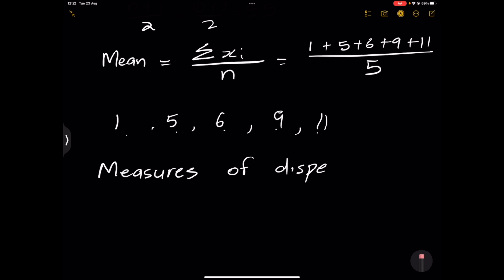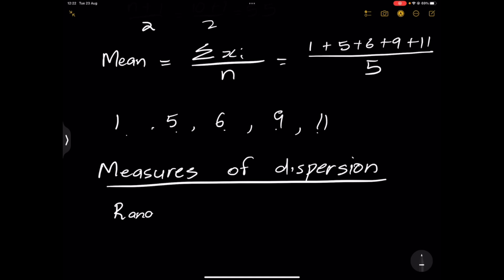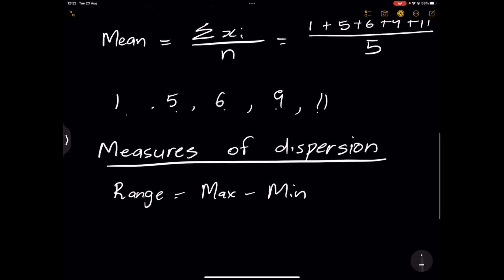Dispersion. Okay, so my spelling kind of disappears now and then. So, measures of dispersion, in this case we're talking about the range. Remember, when you take the range, you always take the maximum value minus the minimum value. That would be your range.